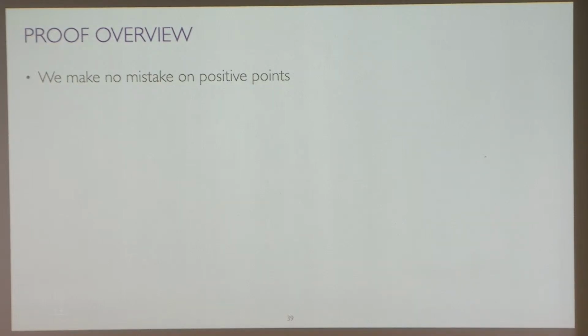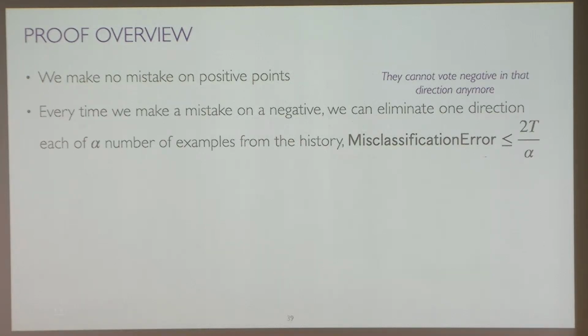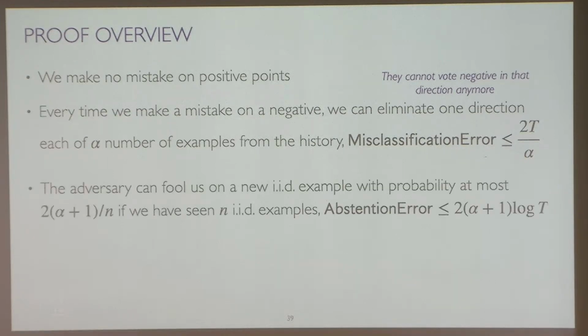We make no mistakes on positive points, because you're never predicting positive when you're unsure. You're either predicting negative or you're abstaining. And every time you make a mistake, some point witnessed and said that this should have been negative, but I made a mistake in that direction. So that point cannot vote for any other points in the future. Each point can only vote for two directions, and there are only t points and two directions for each point. So each time I make a mistake, I remove alpha of them. So I can only make 2t over alpha mistakes, because then there will be nothing left to vote for. And the interesting thing is that the adversary cannot fool us on new IID examples.